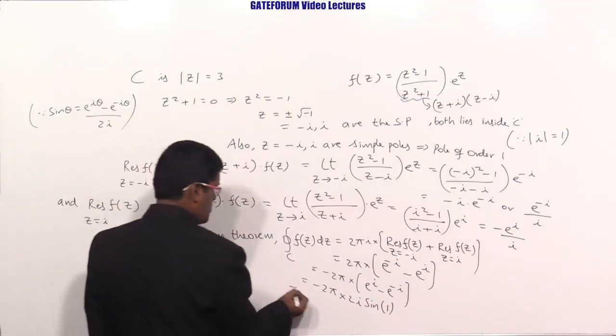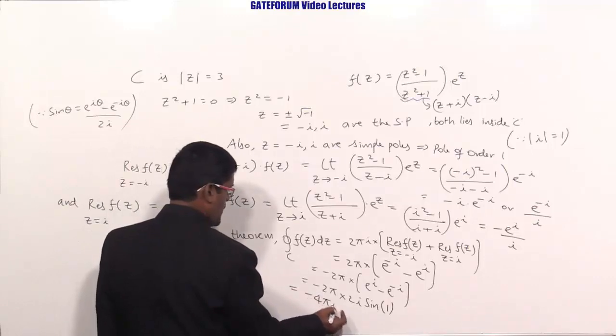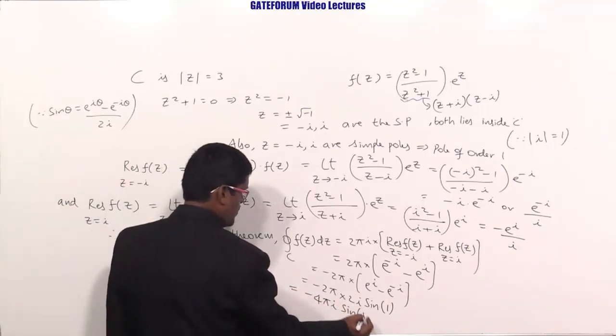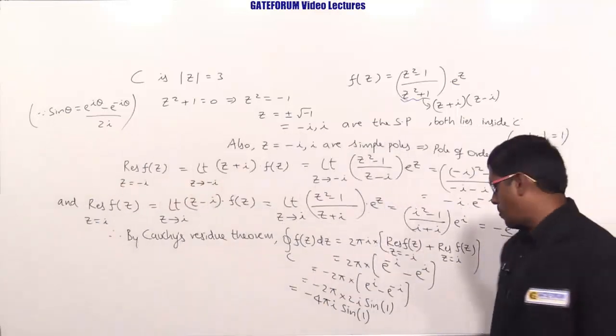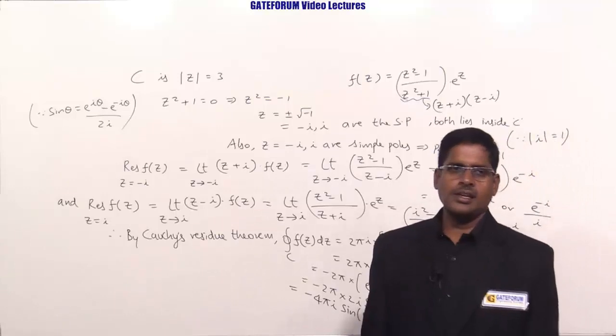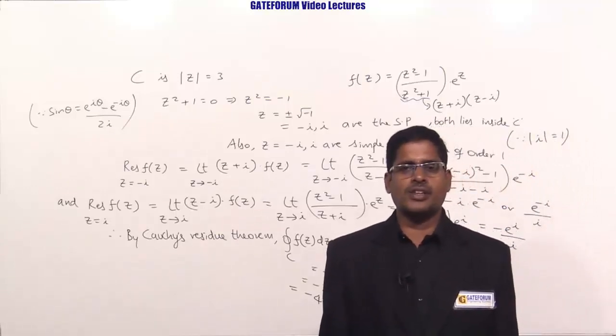Okay, so finally this simplifies to minus 4 pi i into sine 1, where i value is root over minus 1. So the answer is minus 4 pi i sine 1. Accordingly, the option is D. This is the end of the question.